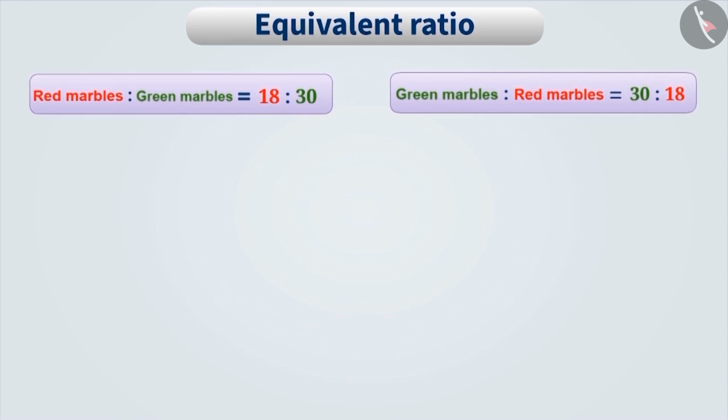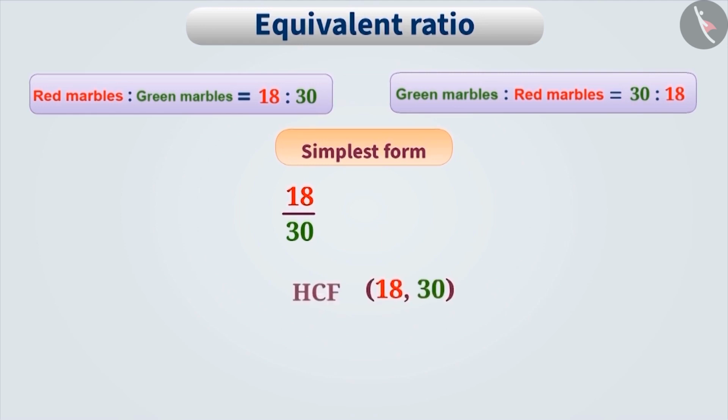Any ratio can be expressed in its simplest form. To do this, we first express the ratio as a fraction. For example, here we will express 18:30 as 18 by 30. Then we will divide the numerator and denominator of the fraction with the HCF of the numerator and denominator. Here, the HCF of 18 and 30 is 6. Dividing both 18 and 30 by 6 will reduce 18 by 30 in its simplest form to 3 by 5.